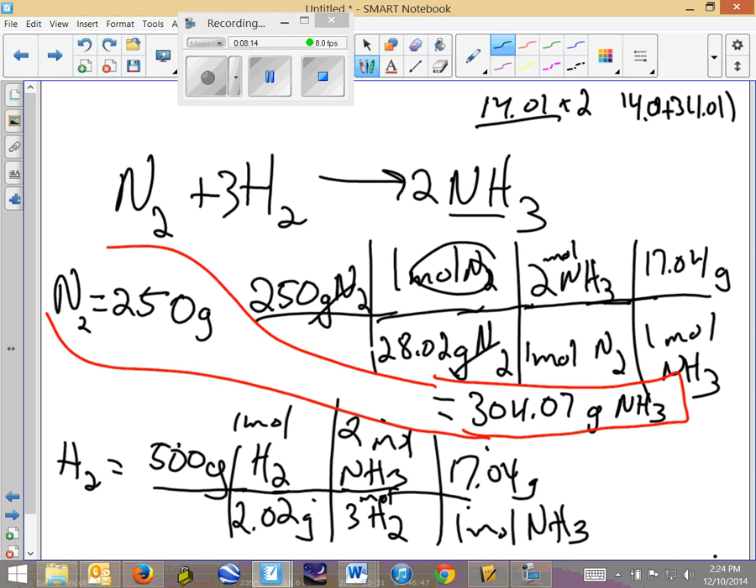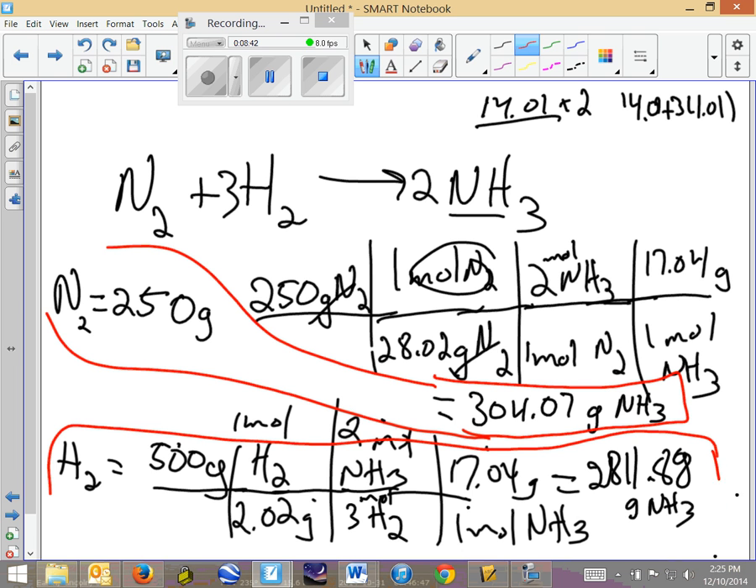Whoa, that's a lot. Is that right? Holy smokes. Yep, that's right. I'm going to get 2811.88 grams of NH3. Okay? That's how much NH3 I would produce if hydrogen was all by itself.